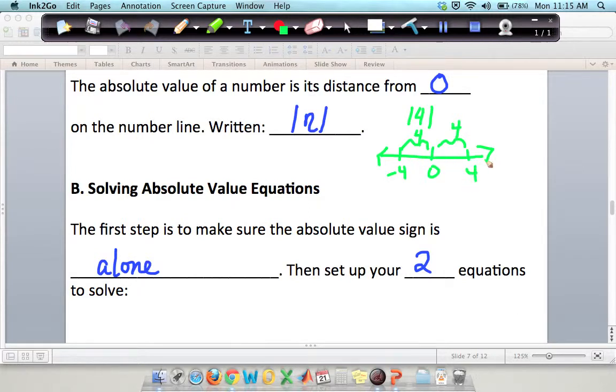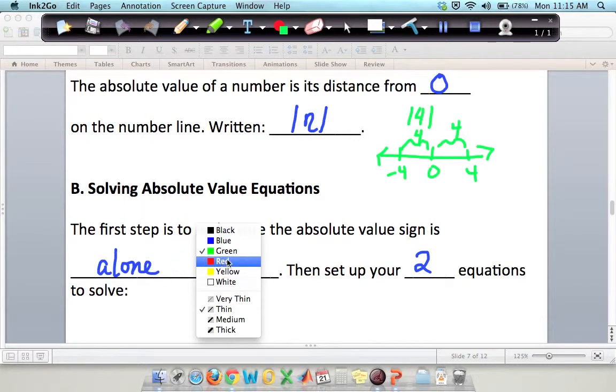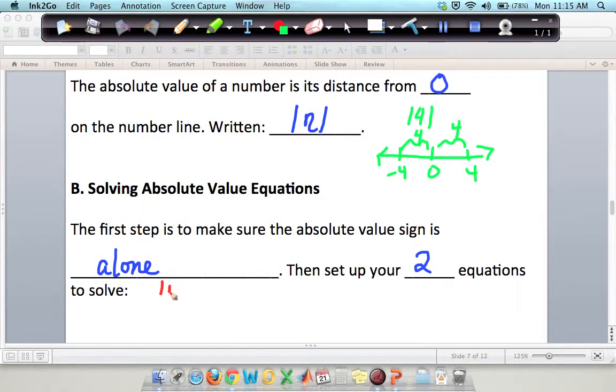Okay, so when you have the absolute value of n equals some number a, so the absolute value is by itself, you would set up your two equations. It helps to put these two lines to remind yourself you have two equations. So the first one would just be when is n equal to a, and the second would be when is n equal to -a. Because remember, the absolute value of -a would just be a. So those are your two equations you would be solving.